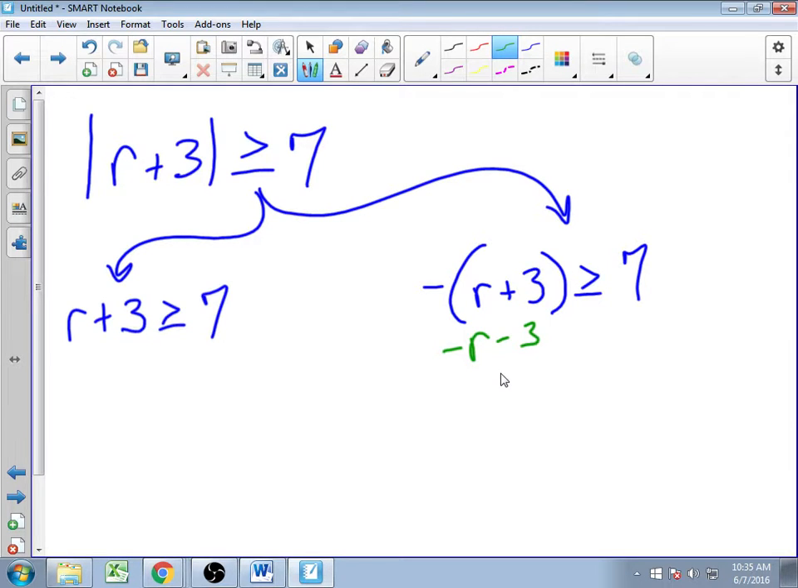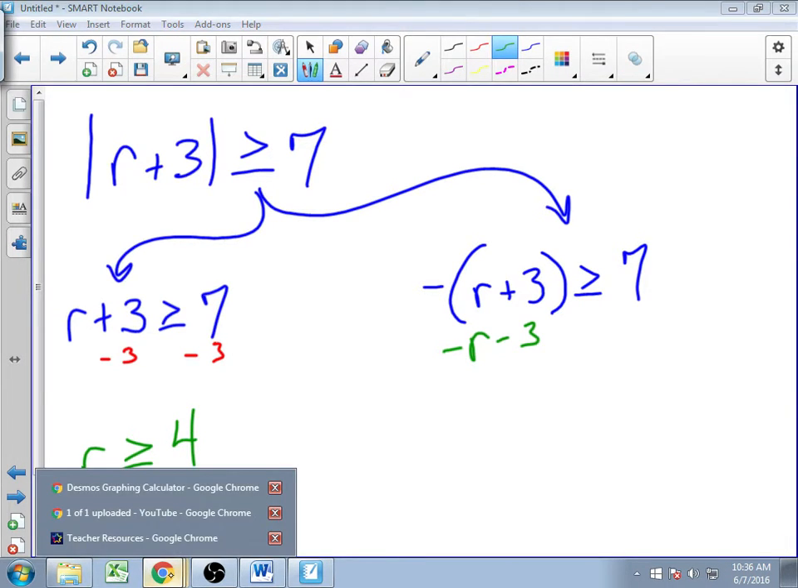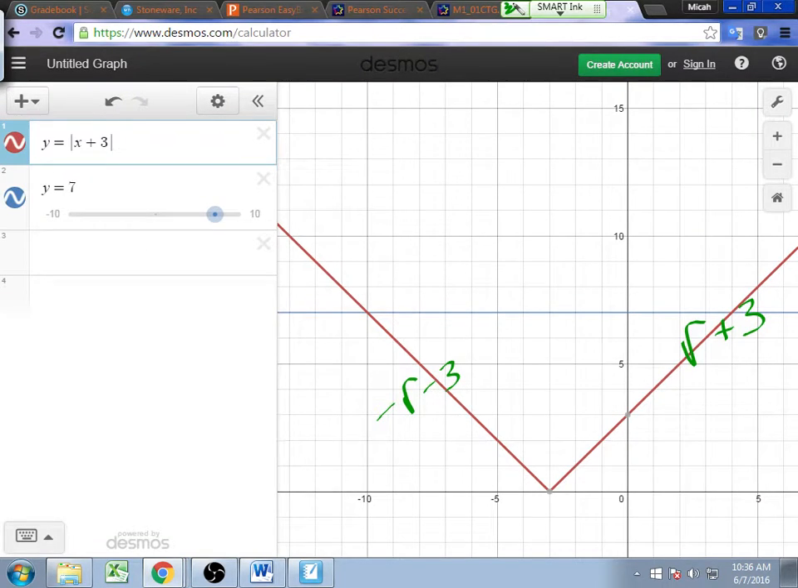So, I solve these. To solve my first equation, I just subtract 3 from both sides, because the only thing happening to my variable is the addition of 3, and I come up with a solution: r is greater than or equal to 4, which we can see right here.